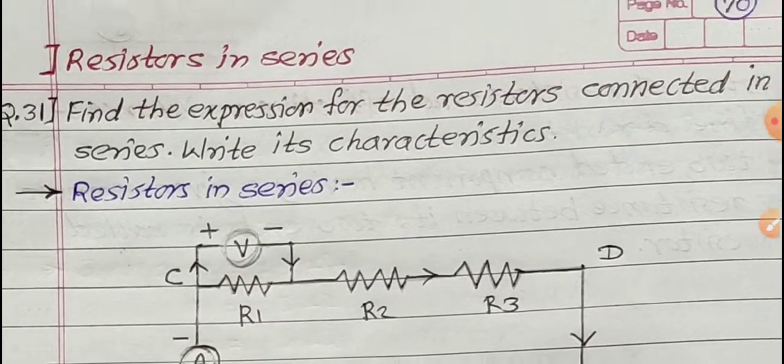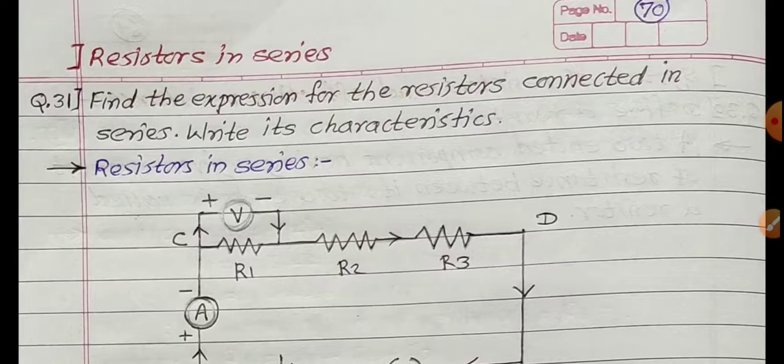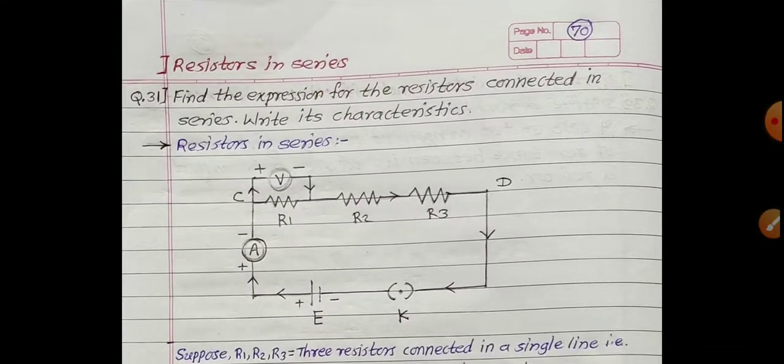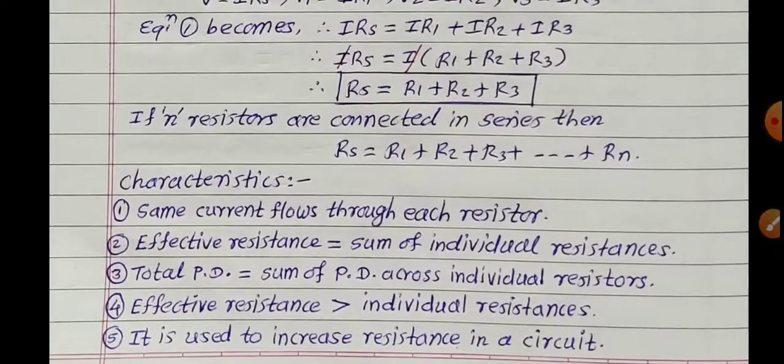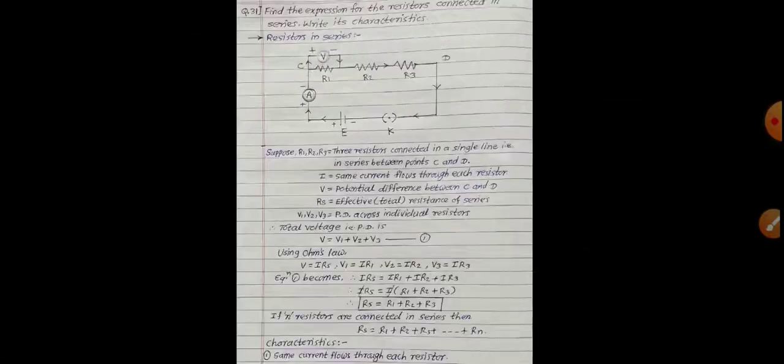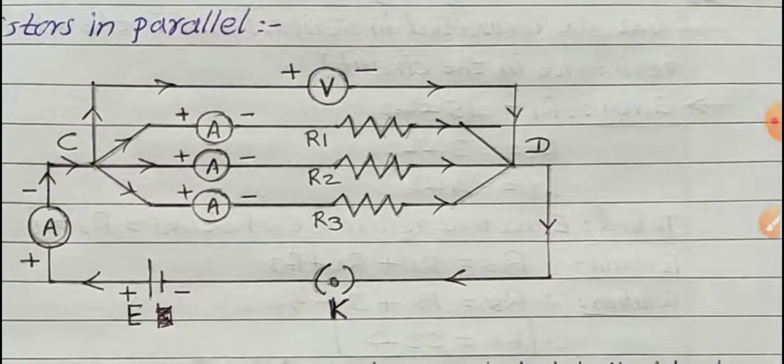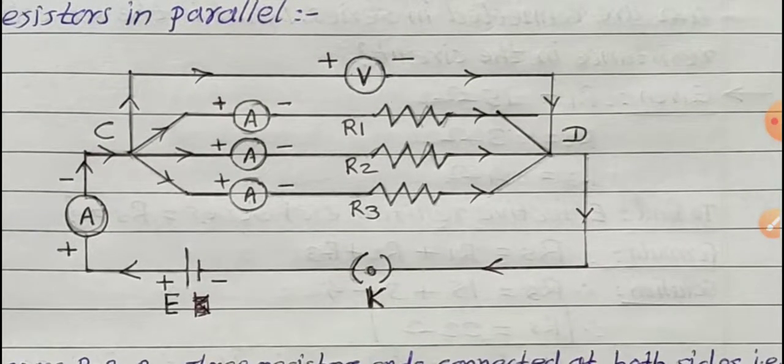Next, already these two questions, resistors connected in series and resistors connected in parallel, we learned in detail with their characteristics last time. So you check these answers, and write the answers this way. This is a parallel combination, and on the previous page this is a series combination of resistors.